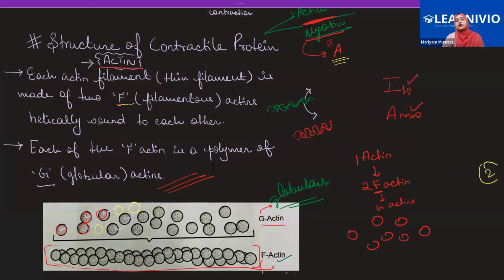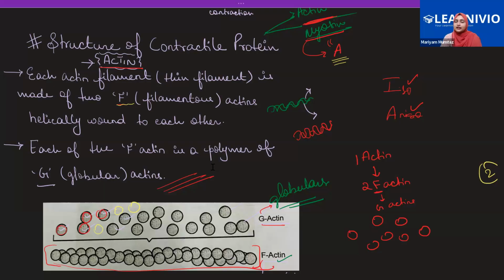All right, so we were talking about the structure of contractile protein. There are two contractile proteins in our muscle: actin and myosin. Now, actin is what we call the thin filament, right?